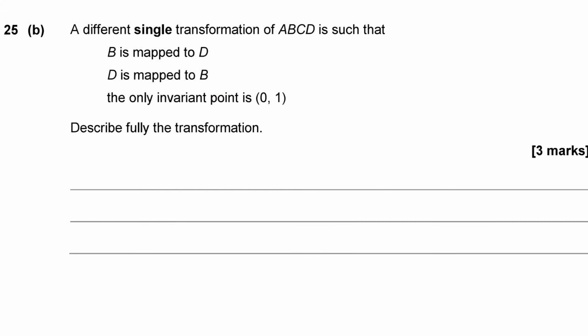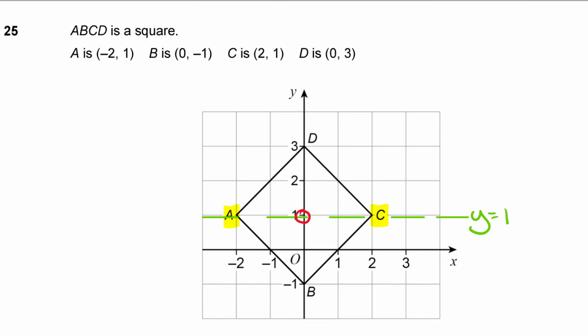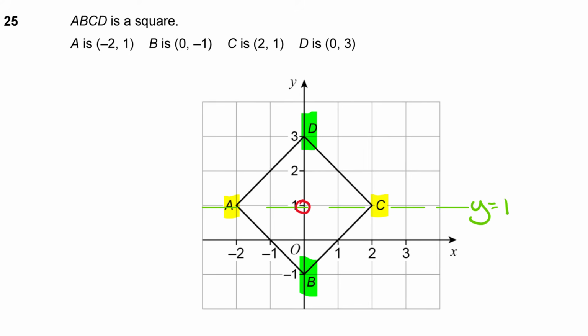Okay. Now 25b says that a different single transformation of ABCD is such that B maps to D, D maps to B. The only invariant point is (0, 1). Describe fully the transformation. So we're getting the same situation that these 2 points here are going to swap around, but the only invariant point is, what was it, (0, 1)? The only invariant point is that point there. So how can that happen?